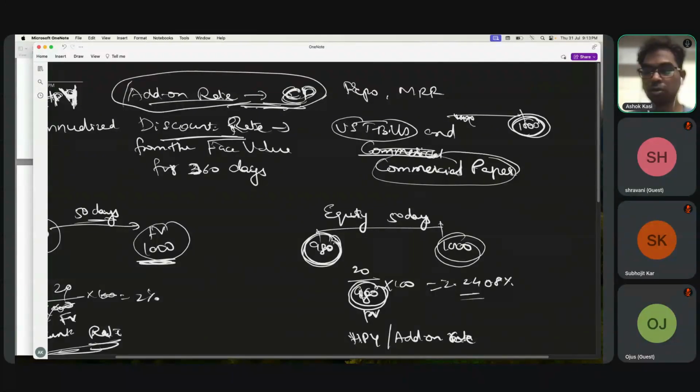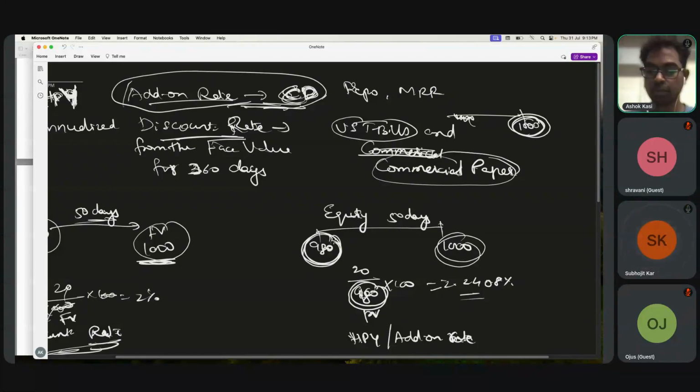You understood the logic or not? Yeah, in add-on rate we don't know the future value, but in discount rate we calculate based on the face future value. We know the future value is certain. In add-on rate, the present value is certain, because when you take some amount to your bank to do a fixed deposit, you know the present value. What you don't know is the future value.